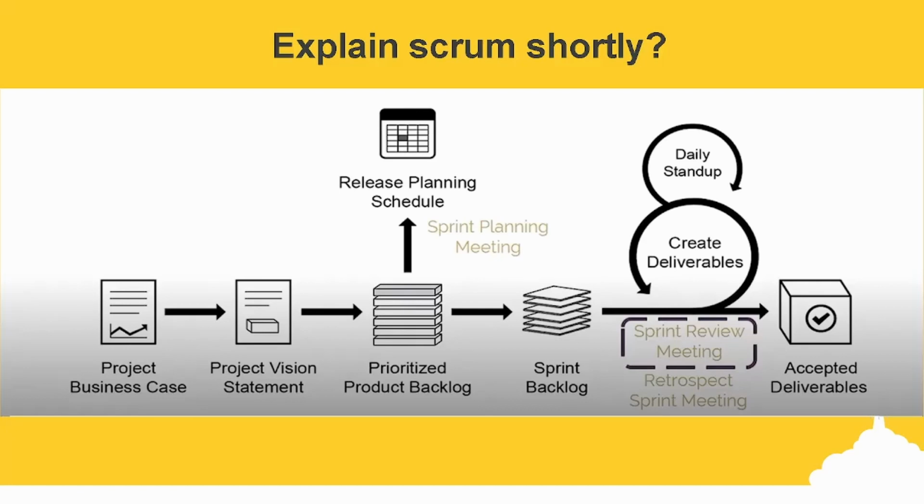The product owner accepts the deliverables only if they meet the defined user acceptance criteria. The sprint cycle ends with a sprint retrospective meeting where the team discusses ways to improve processes and performance as they move forward into the subsequent sprint.